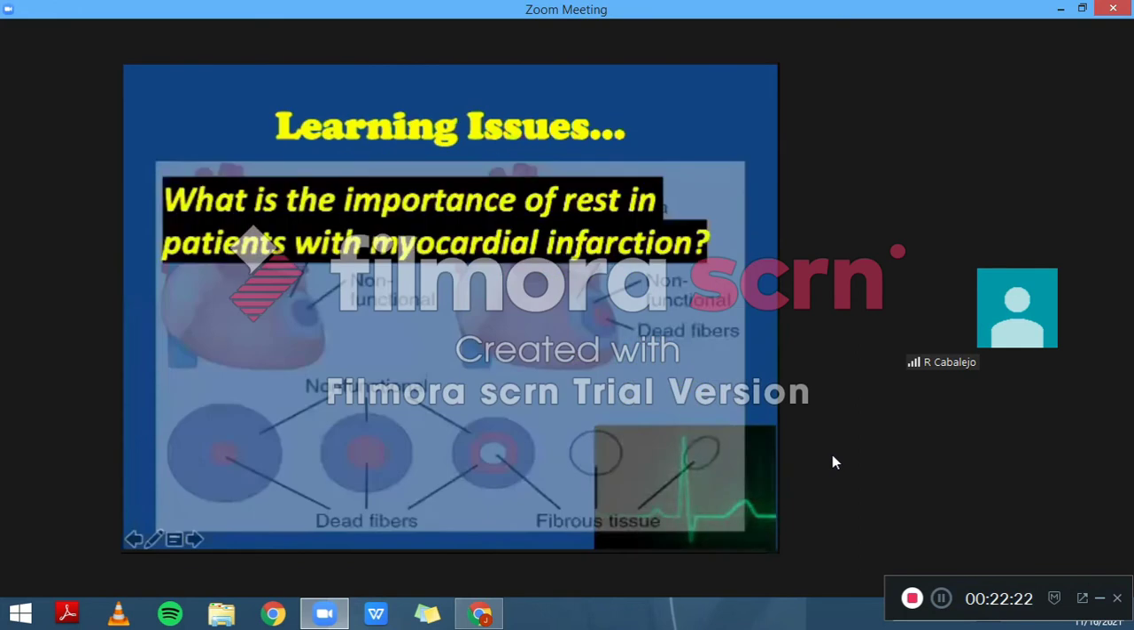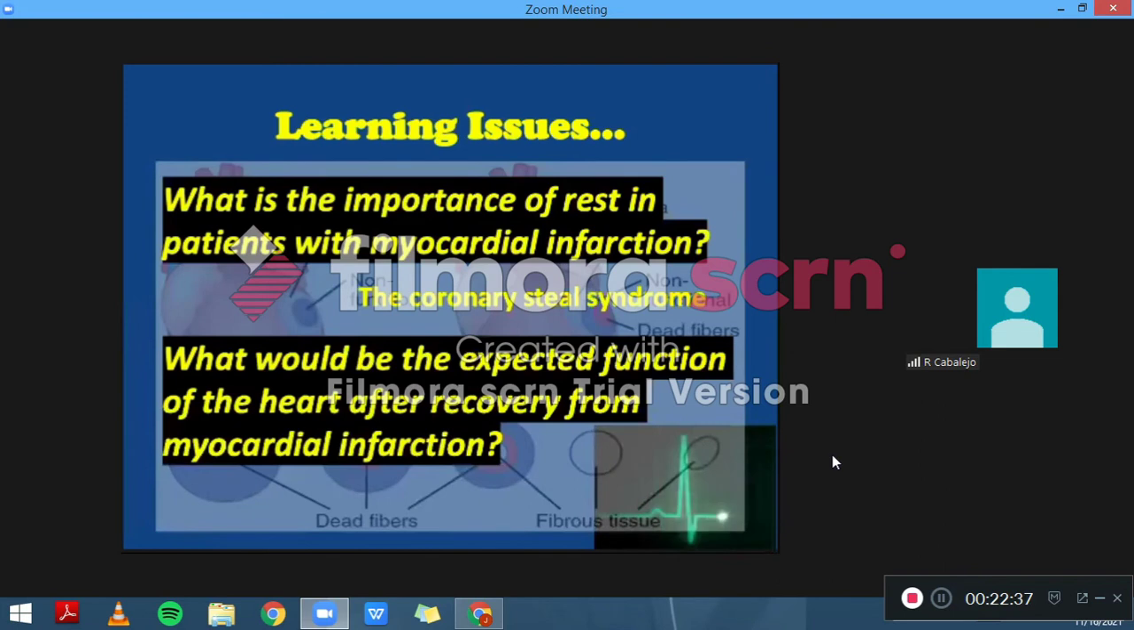Okay, so I have some learning issues for you. What is the importance of rest in patients with MI? So you read on coronary steal syndrome. This is mentioned in Guyton. I think there are only 1 or 2 paragraphs. And then what would be the expected function of the heart after recovery from your MI? So you read heart failure. So heart failure can result from any heart condition.